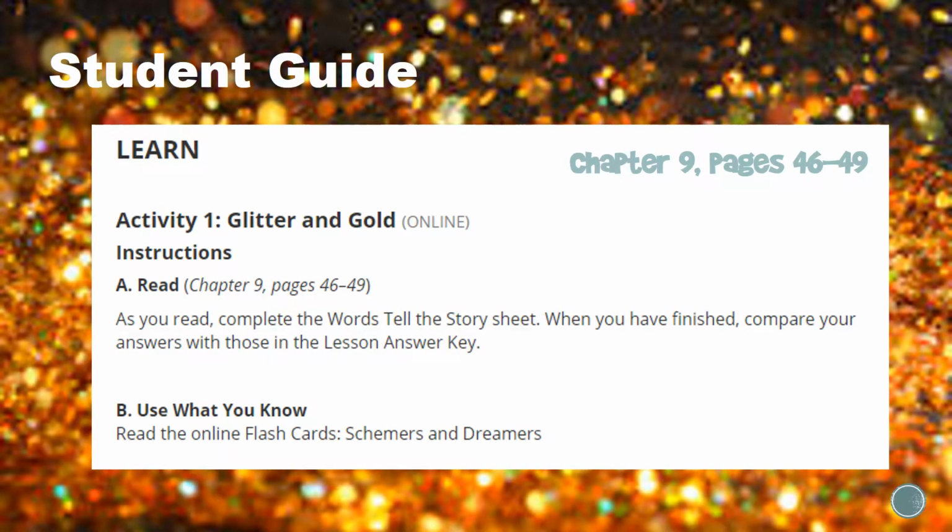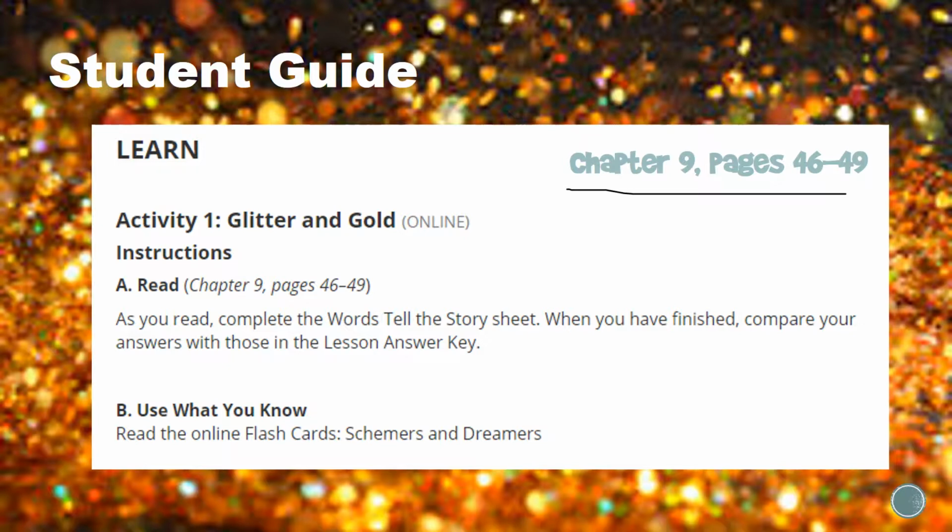In the student guide, the first activity, Glitter and Gold, tells us to read chapter 9, pages 46 through 49. You can go ahead and pause the recording and begin reading that. As you read, you're going to complete the Words Tell the Story sheet. When you finish, compare your answers with those in the lesson answer key. You can go ahead and get started with that, and we're going to review it in the flip follow-up. So read chapter 9, pages 46 through 49, try to complete your Words Tell the Story sheet, and then we'll take a look at that in the flip follow-up together.